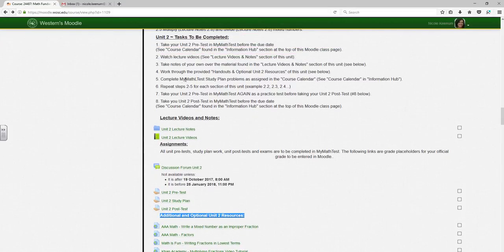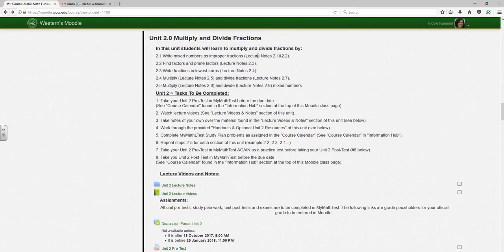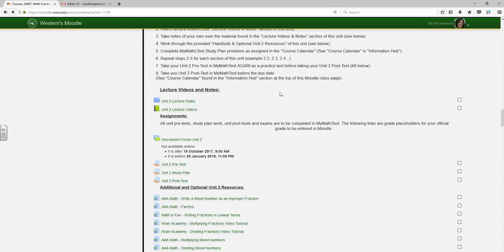You won't be getting a grade for any of those, but those are definitely helpful when you are working through this unit. The next thing that you want to do is you need to work through your study plan. So you've already watched the videos, you've taken notes, and now you're ready to start working on what we would call homework. But this is your study plan. The study plan is in My Math Test, and it is created from how you do on your pre-test. Make sure you have these problems done by the due date listed in the course calendar. You're going to repeat these steps for every single one of these lecture topics: Lectures 2.1, 2.2, 2.3, 2.4, 2.5, 2.7, 2.8 for this unit.